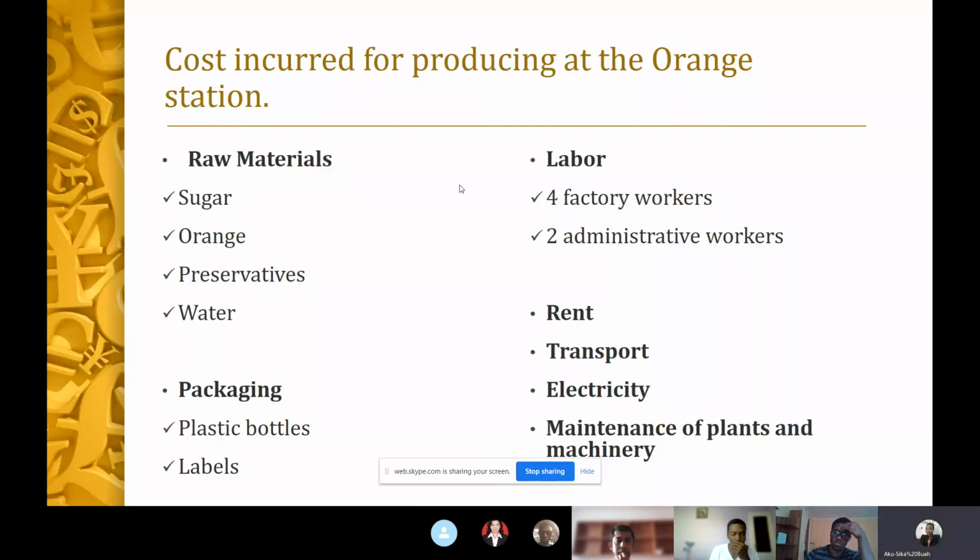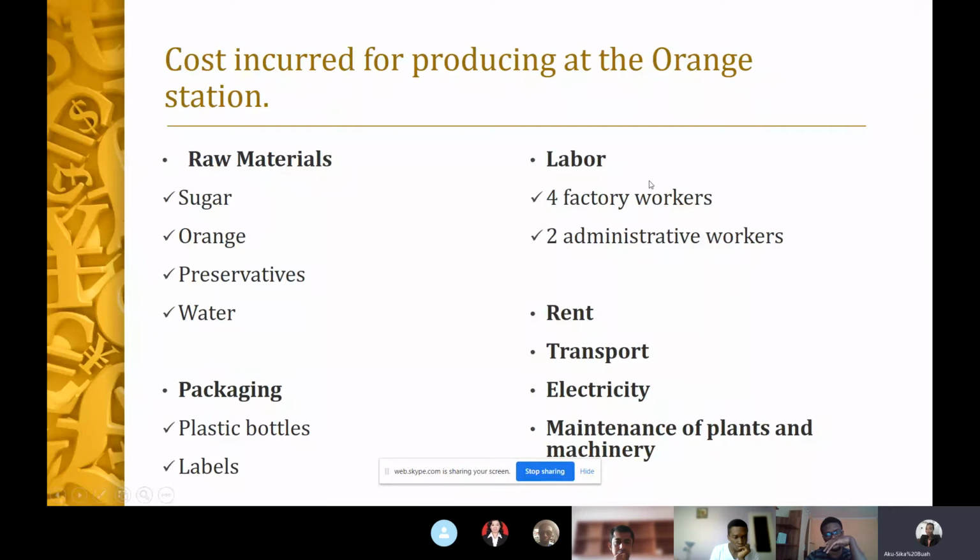First, she gathers all the costs. As we saw in the previous session, there are so many types of costs incurred. Here we can see that she found out that raw materials is one of the costs incurred. To produce the orange juice, she uses sugar, oranges, preservatives, and water. She also incurs some packaging costs, which include the cost of plastic bottles and the labels.